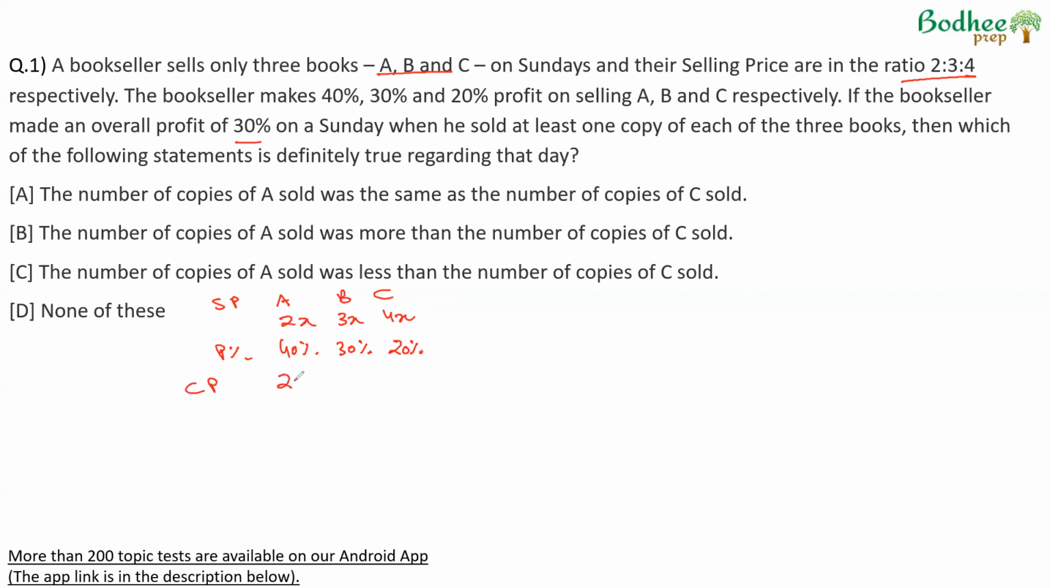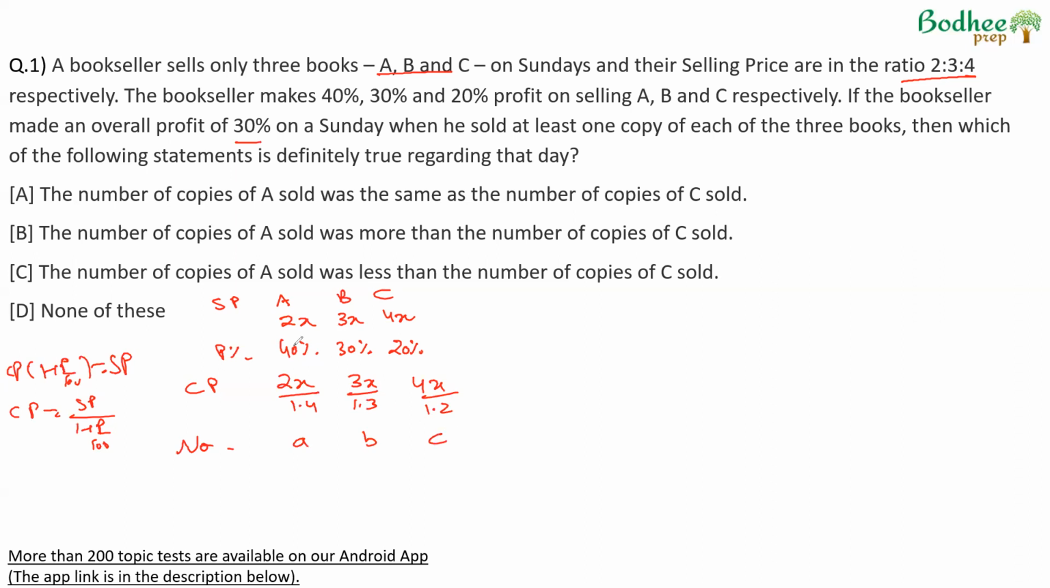The cost price of A can be written as 2x upon 1.4, because cost price into 1 plus profit percent upon 100 is equal to selling price. So cost price for each book will be selling price upon 1 plus profit percent upon 100. Cost price for B will be 3x upon 1.3. Cost price for C will be 4x upon 1.2. Suppose the number of each type of books bought is A, B, and C respectively.